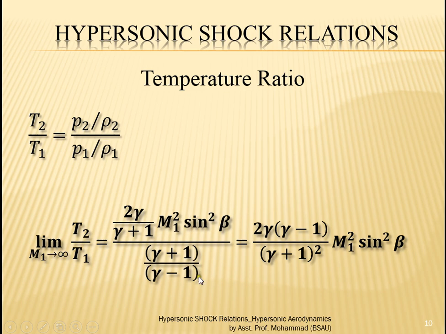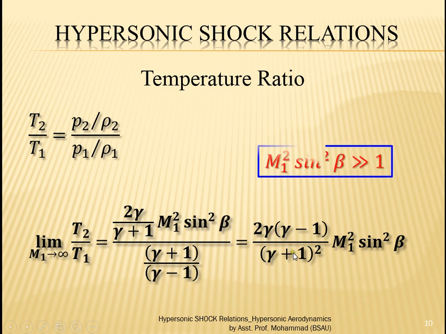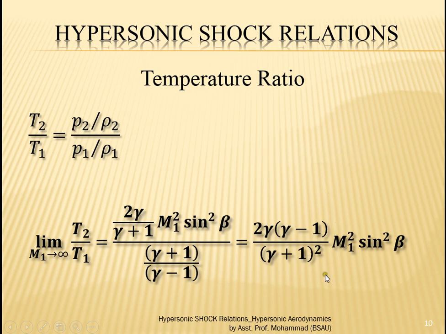So whatever we are getting here is actually after applying the Mach number limitation to be very high in the case of the hypersonic flow regime. So after doing this little manipulation, we get this to be like this. Again, the reason was M² sin²β is greater than 1, but now we cannot reduce further by applying this assumption, so this remains like this only.